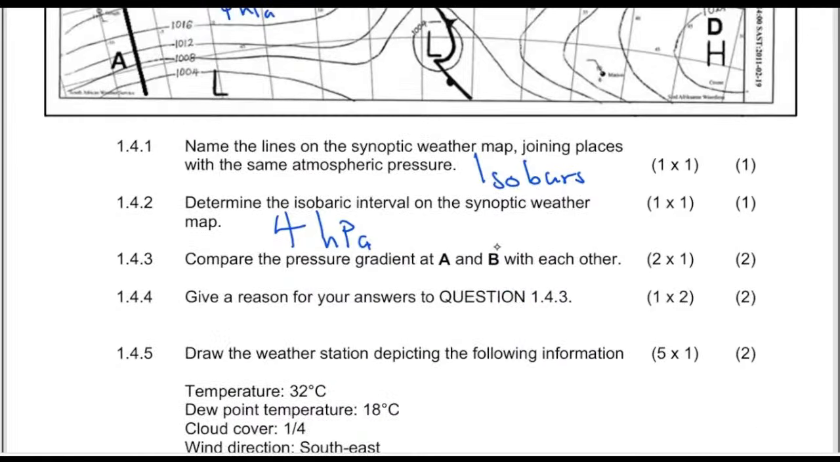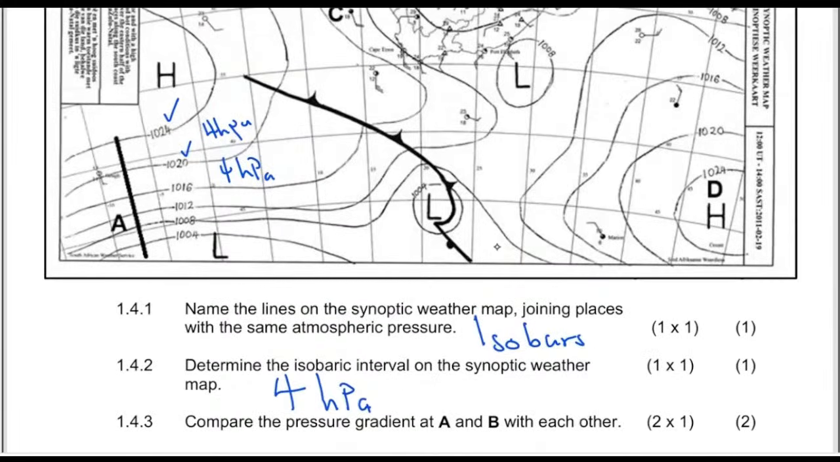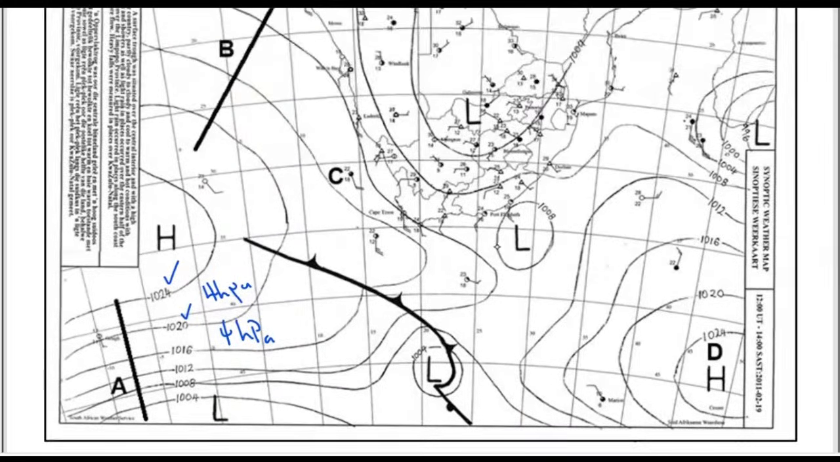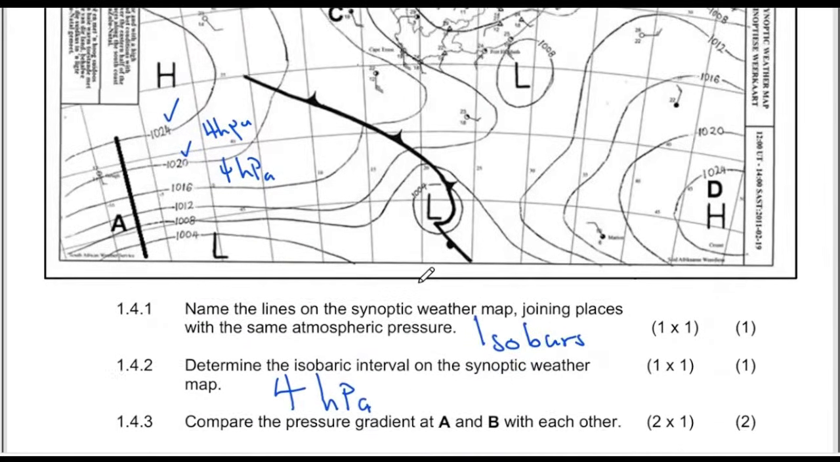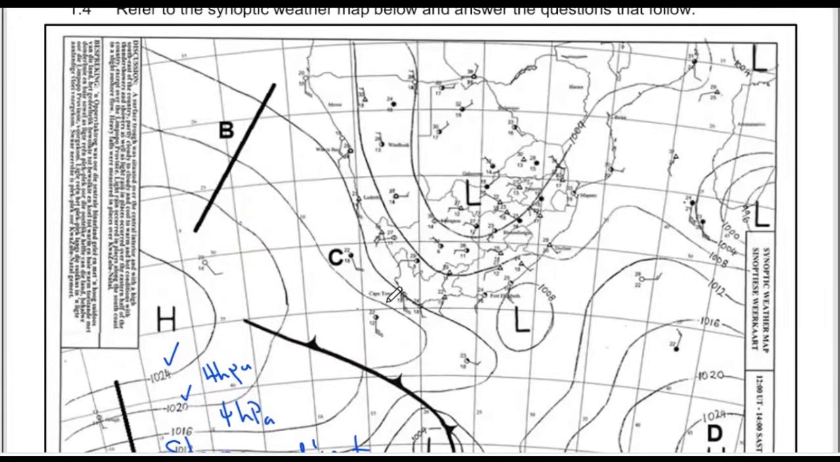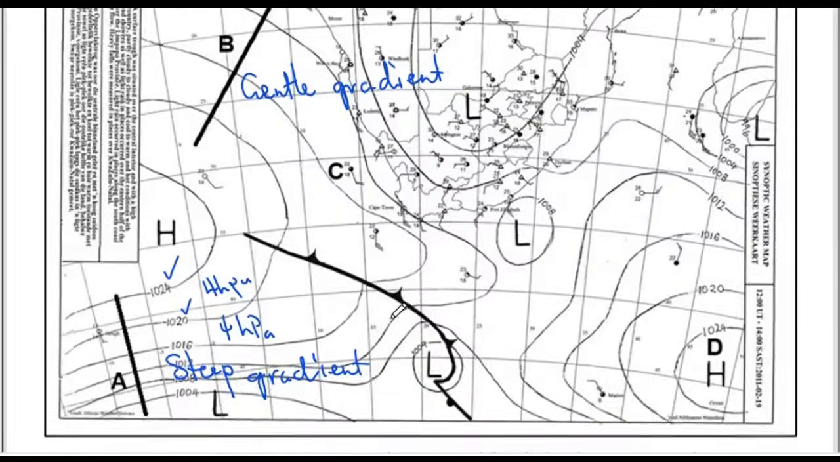Compare the pressure gradient at A and B with each other. The pressure gradient at A and at B. Right, A is along this line, and B is along this line. So what's the nature of the pressure gradient there? At A, this is a steep gradient. Then we go to B. B is a general gradient. Right, those are our two. A steep gradient for A and a general gradient for B.